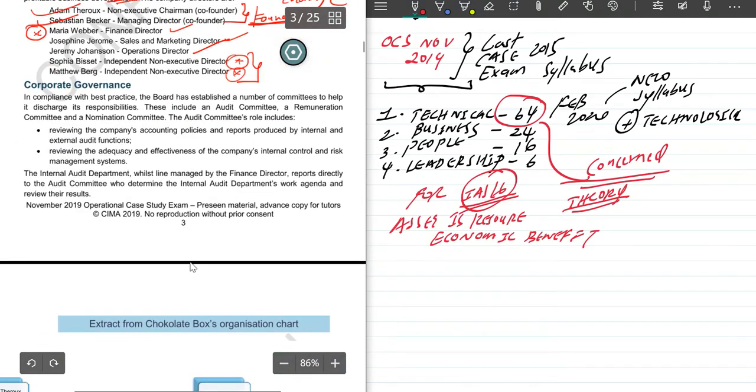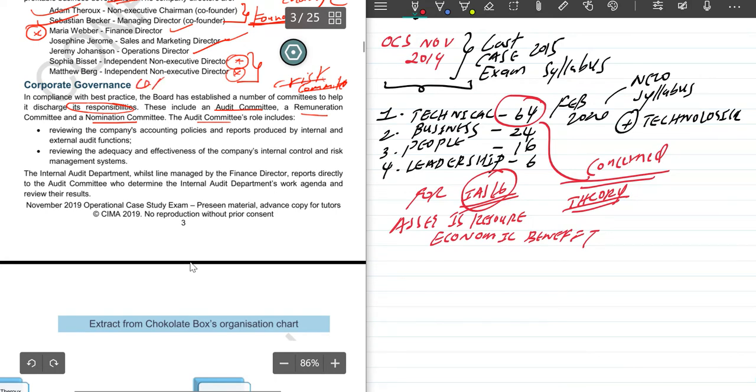The corporate governance, I told you students, this time the corporate governance is the most concerned because after a long time they are testing a question where the company is a listed company. In compliance with the best practice, the board established a number of committees to help it discharge its responsibility. This includes audit committee, remuneration committee, nomination committee. But students, one issue is there, do they have a risk committee here? The risk committee is not matching here, so you need to be careful whether the risk committee is there.